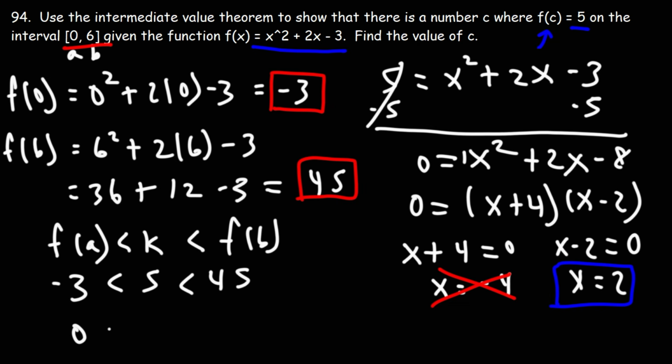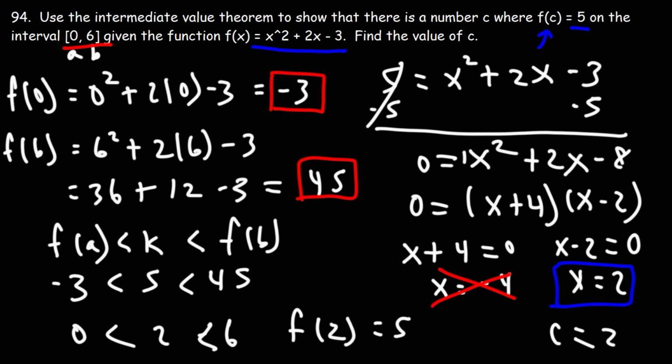A is 0. Oops, B is 6, and our c value is 2. So c is equal to 2. F of 2 is equal to 5. 5 is our k value, and 2 is our c value. So that's the answer for this problem.